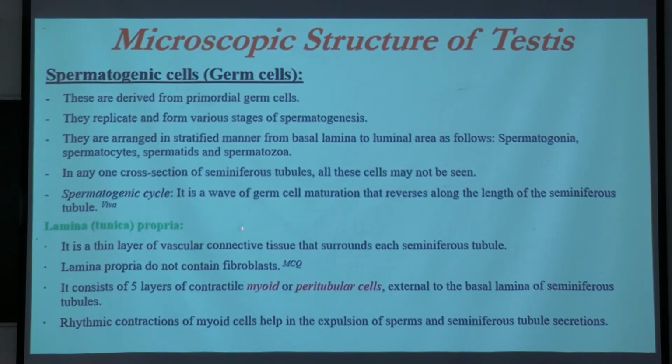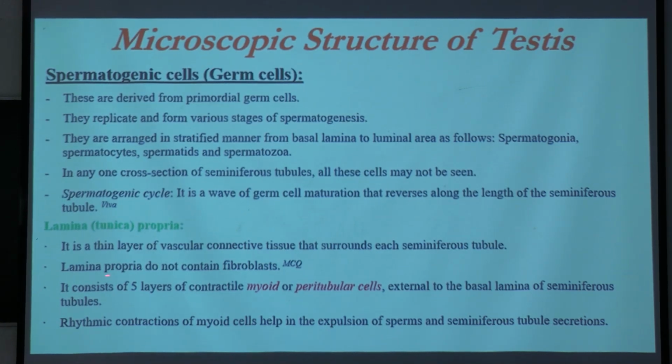Spermatogenic cycle: it is a wave of germ cell maturation that travels along the length of the seminiferous tubule. Next we go to the lamina propria or tunica propria. It is a thin layer of vascular connective tissue that surrounds each seminiferous tubule. That is the tunica vasculosa. Okay, lamina propria represents the tunica vasculosa.